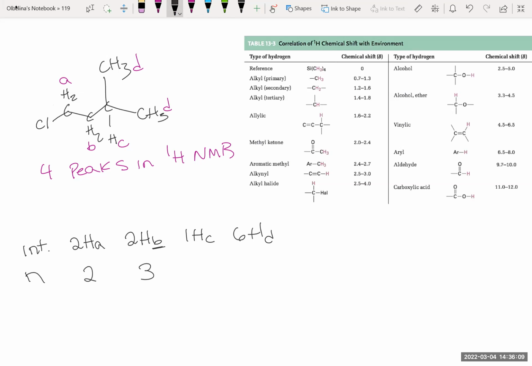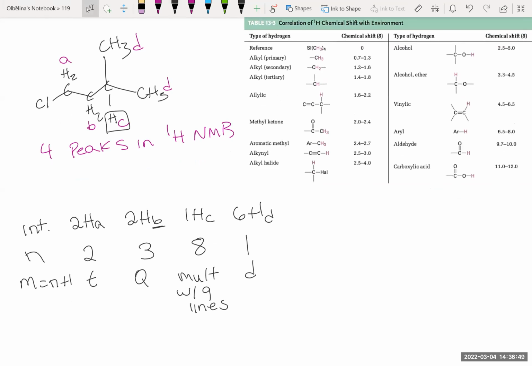So HB has three neighbors. HC has a lot of neighbors, right? HC has 8 neighbors. And then HD has one neighbor. Okay, so now the multiplicity, it's going to be N plus one. 2 plus 1 is going to give us a triplet, then a quartet, a multiplet with 9 lines, and then a doublet.